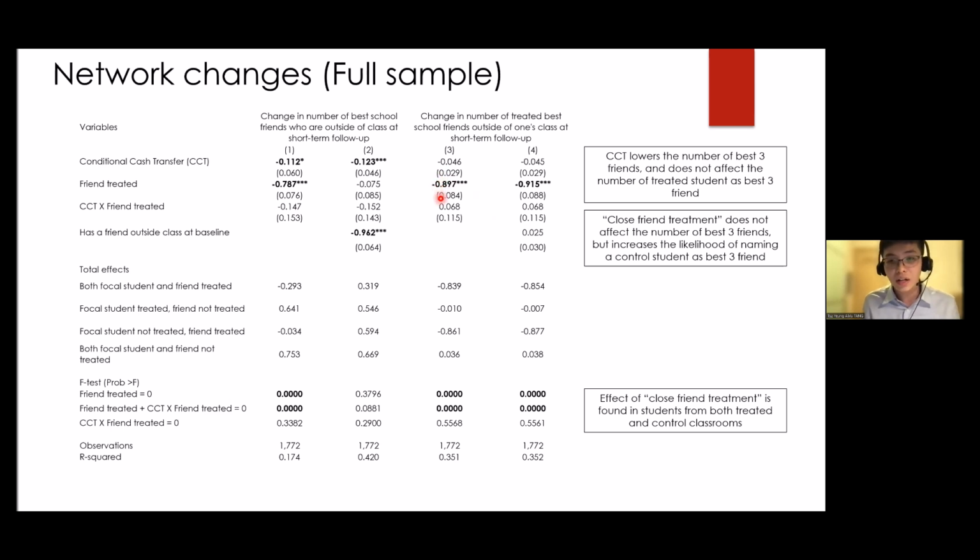One point to note, which is consistent in the full sample, grade 9 sample and grade 10 sample, is that the close friend treatment lowers the number of treated friends outside of one's class. So in other words, it increases the likelihood of naming a control student as one's best friend. And from the F-test, we can show that such an effect is found for focal students, both in treated and control classrooms.